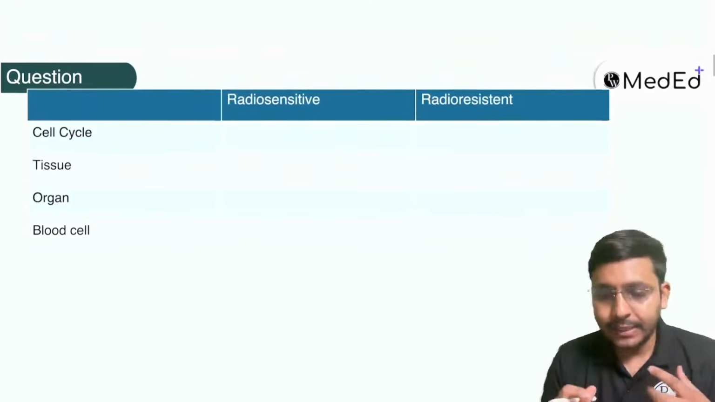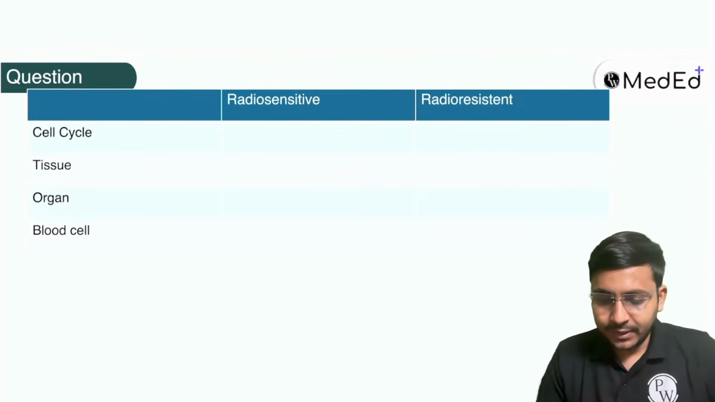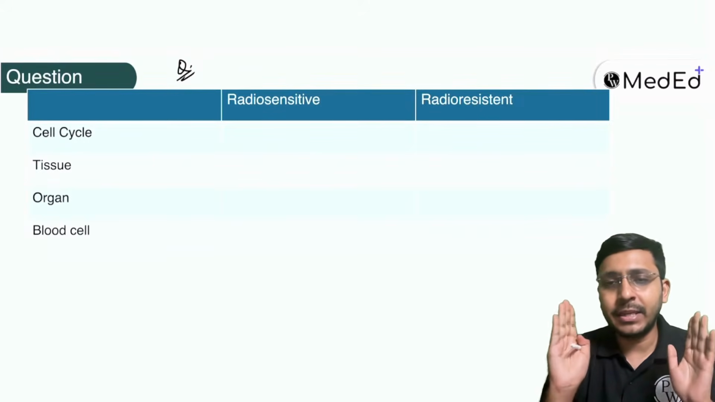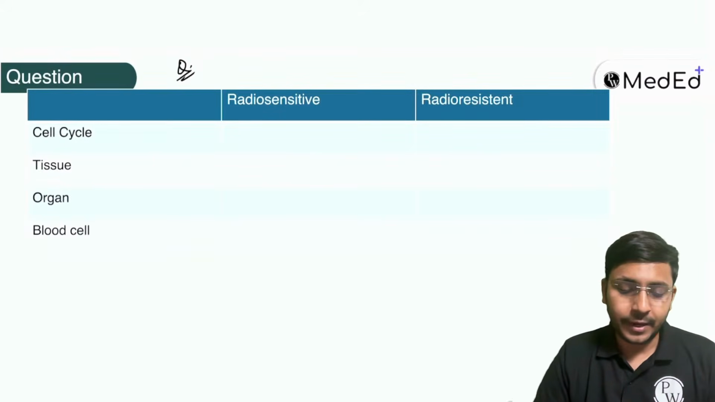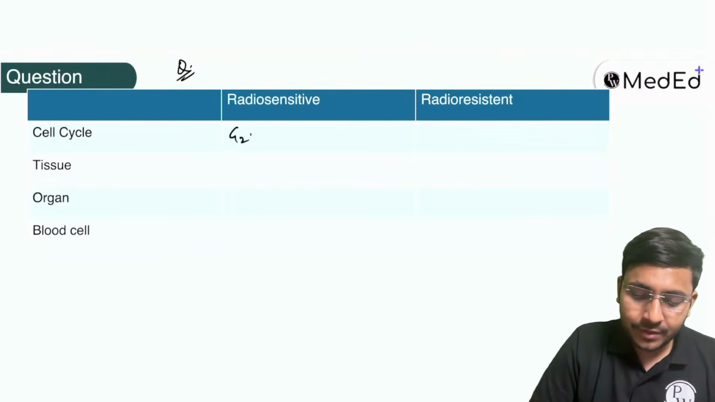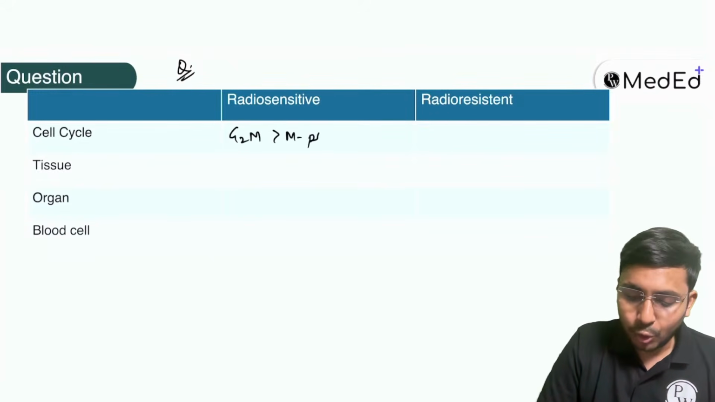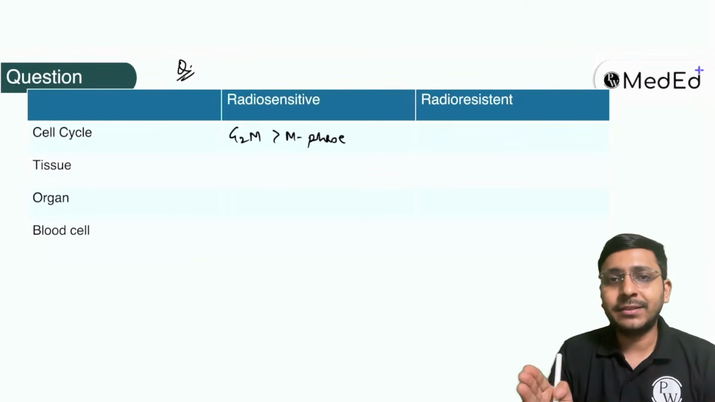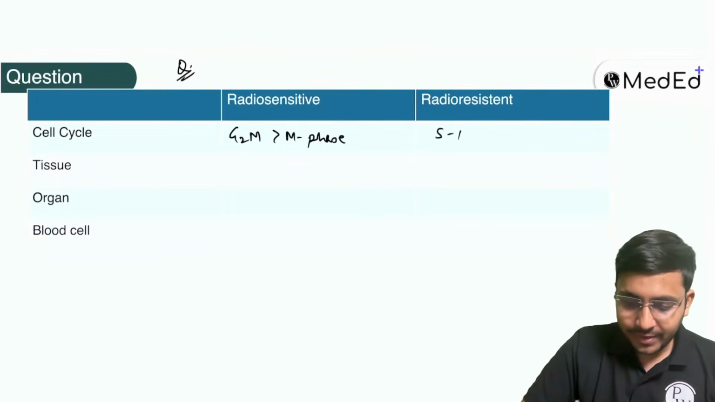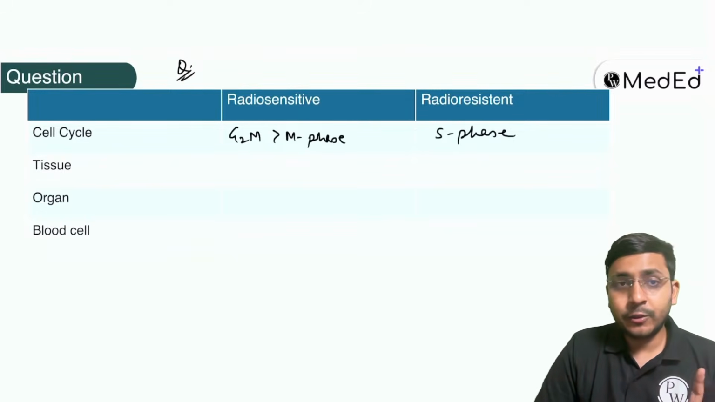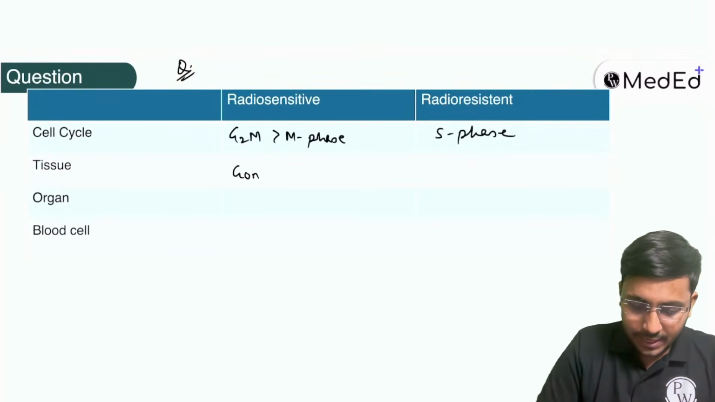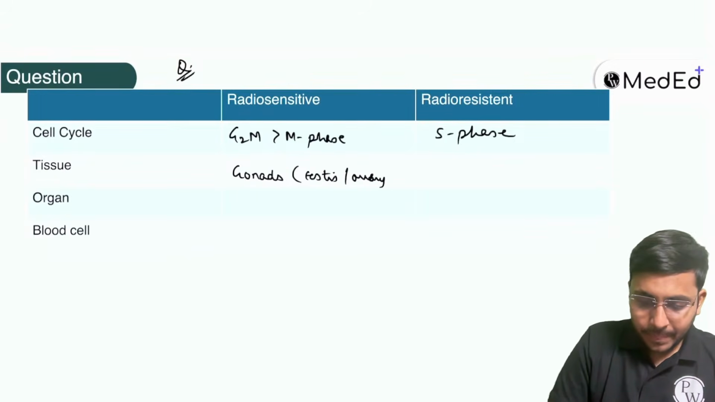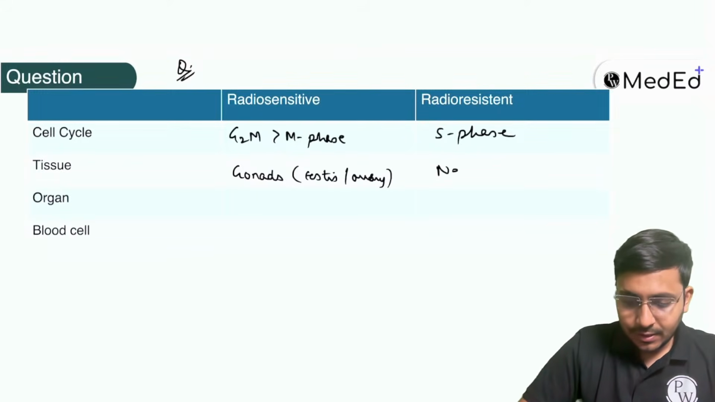So let's just quickly divide the radiosensitive and radioresistant things. This is one sure shot question. It has been asked multiple times, NEET PG, INI-CET, FMG, very, very recently, by the way. So in the cell cycle, the most sensitive is G2 to M, followed by M phase. So if G2 to M is given in the option, that is better. If that is not, the next best answer is M phase. Radioresistant phase is S phase. Most radiosensitive tissues are gonads, testis, and ovary. And resistant tissue is nervous tissue.